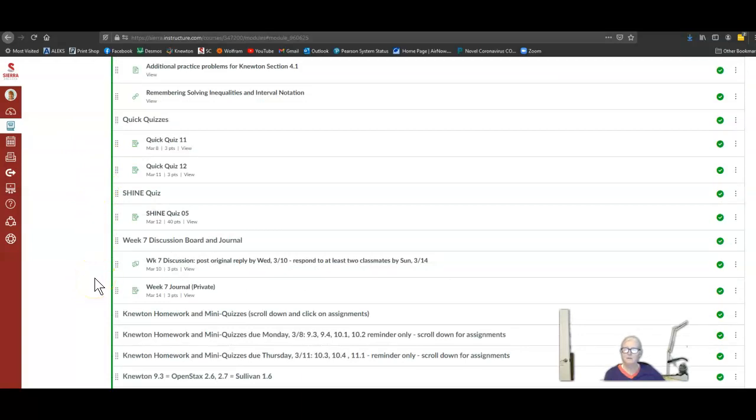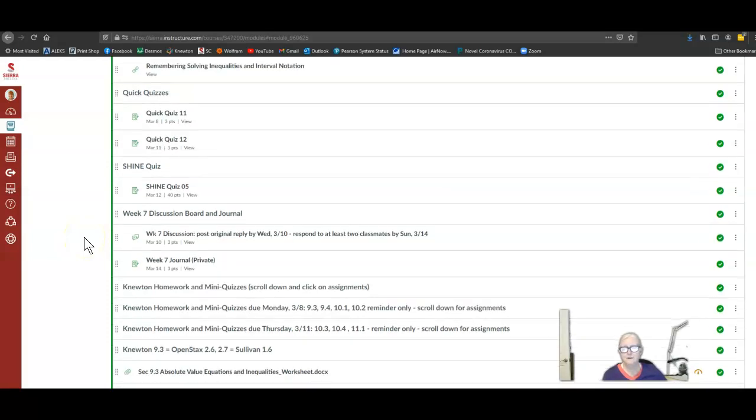So I'm no longer requiring things to be done. I'm trusting you to get done what you want to get done. So if you don't get the discussion done, you lose out on those 3 points. If you don't get the journal done, you lose out on those 3 points. Quizzes can still always be submitted after the fact, but the discussion particularly, it's really not that useful to post after everybody else is done looking at the discussion.